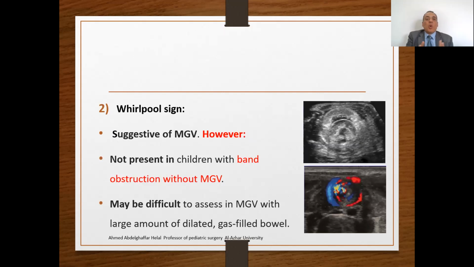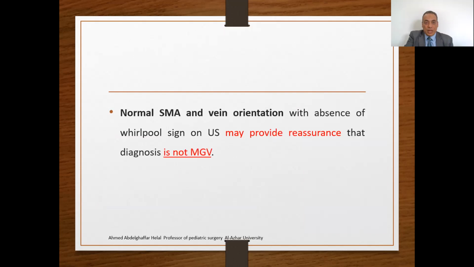Number two is what is called the whirlpool sign. This whirlpool sign is suggestive of midgut volvulus. However, the sign is not present in children with band obstruction without midgut volvulus. Also, the sign may be difficult to assess with midgut volvulus and a large amount of dilated gas-filled bowel. So a normal superior mesenteric artery and vein orientation with the absence of the whirlpool sign on ultrasound may provide reassurance that the diagnosis is not midgut volvulus, and may be used in an unstable patient who cannot undergo an upper contrast study.